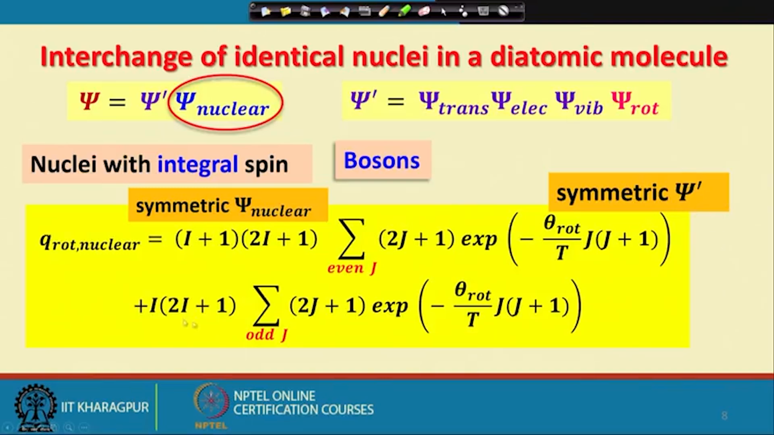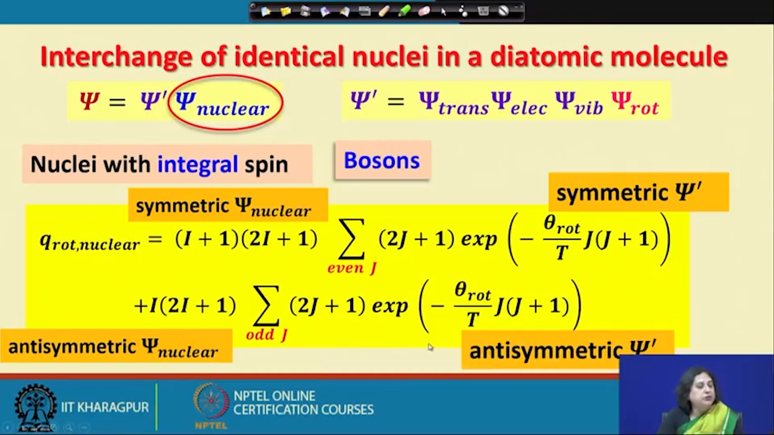And here in this part I have the contribution of antisymmetric psi nuclear coupling to antisymmetric psi prime, and therefore, you see that we have preserved the property of bosonic particles that their overall wave function is going to be symmetric with respect to exchange of the two identical nuclei.